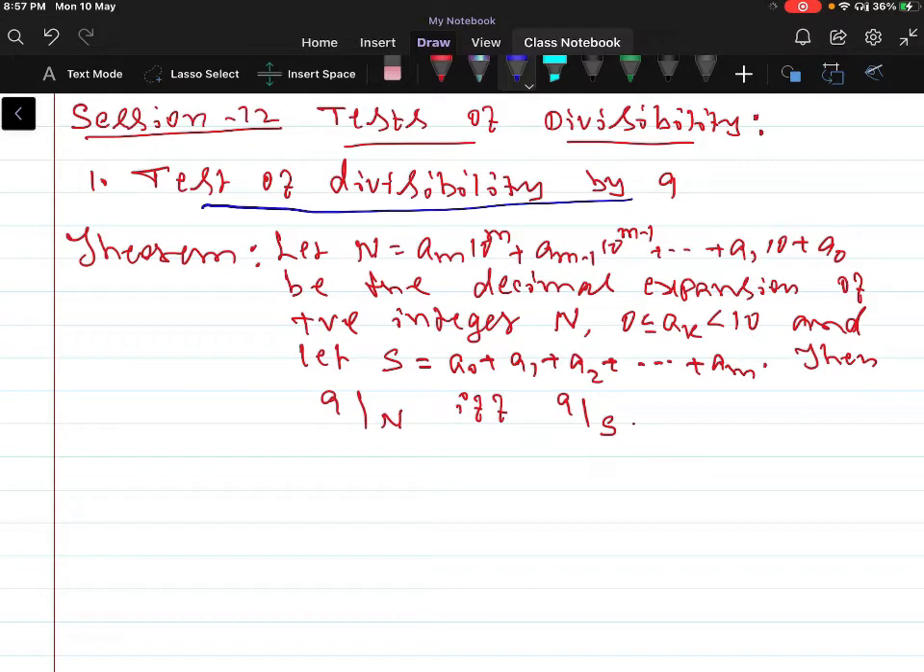Let n = a_m 10^m + a_(m-1) 10^(m-1) + and so on + a_1 × 10 + a_0 be the decimal representation of the positive integer n, where a_0, a_1, a_2 and so on up to a_m always lie between 0 and 10, and let s be the sum of the coefficients a_k, that is a_0 + a_1 + a_2 and so on up to a_m. Then 9 divides n if and only if 9 divides s. Let us move to the proof.